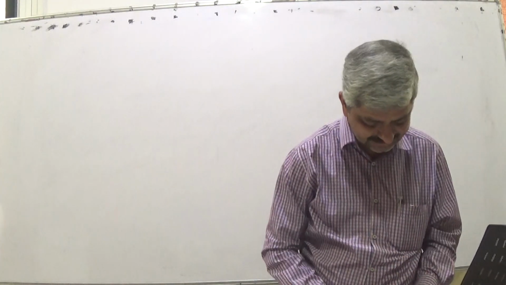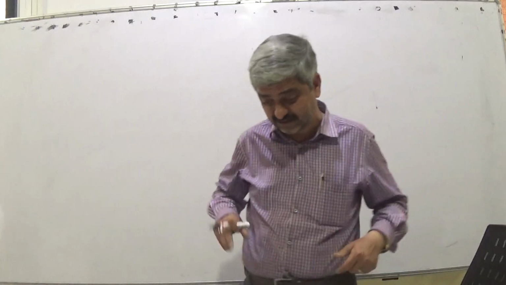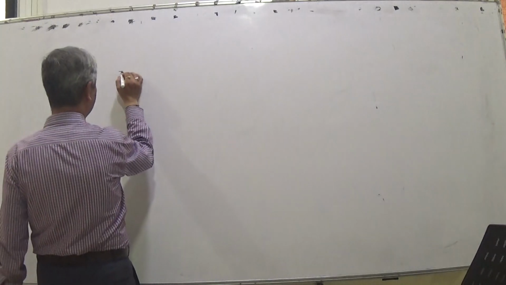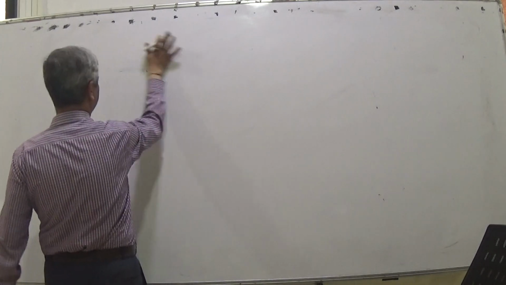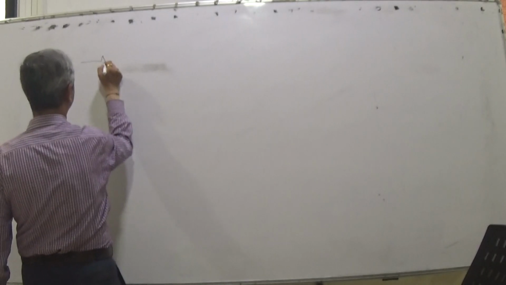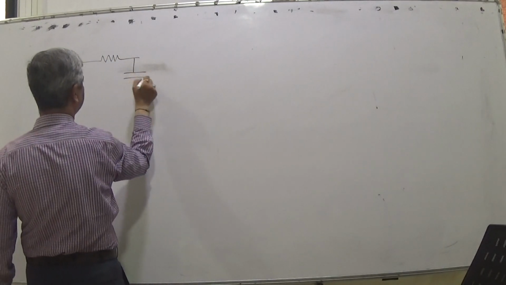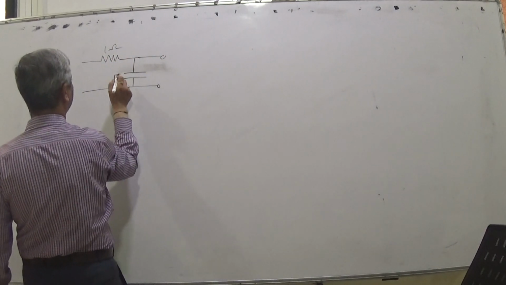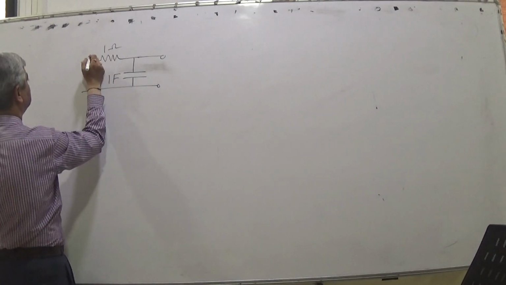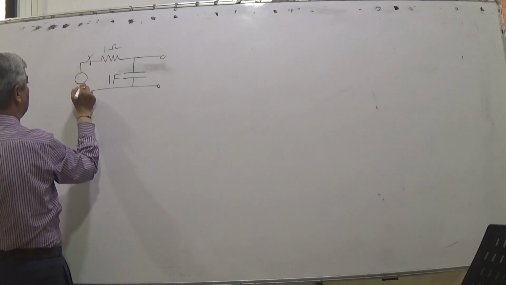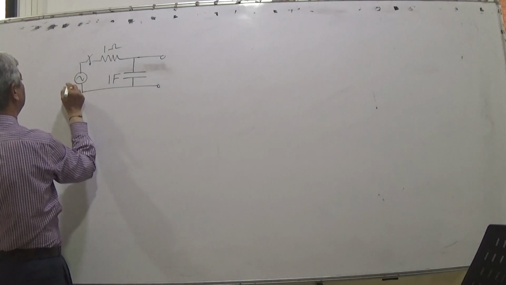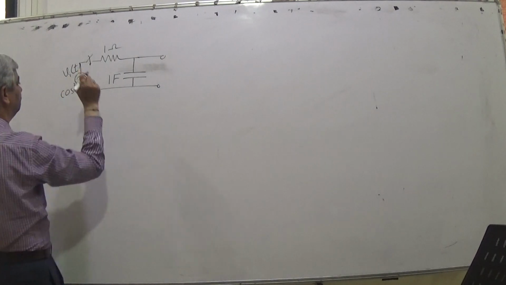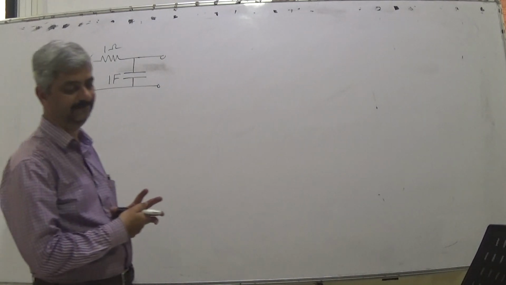Next example, I will not discuss, I will just give it to you as homework because it is of quite similar type. Same circuit, everything same, 1 ohm, 1 farad, same switch. I will connect V_in(t) equal to cos t.